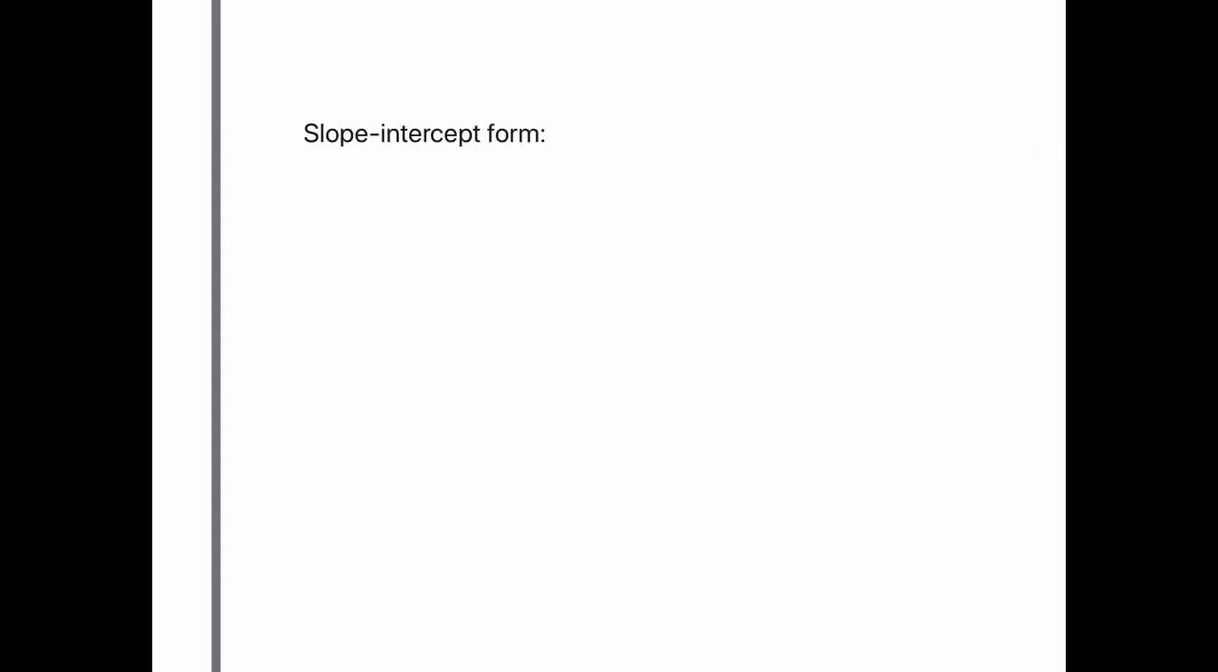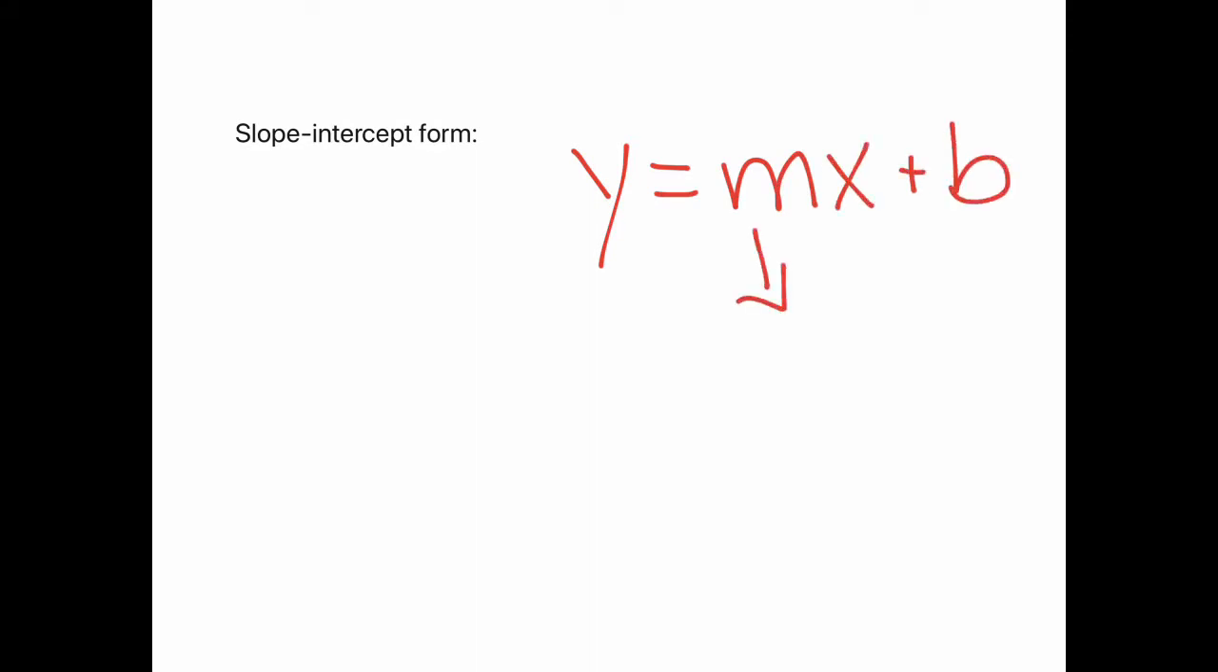So we have three different forms of equations that we need to go over for this lesson, and you started learning these in Algebra 1. So we're going to begin with slope-intercept form. Slope-intercept form is always in the form y equals mx plus b, where m is the slope and b is the y-intercept.